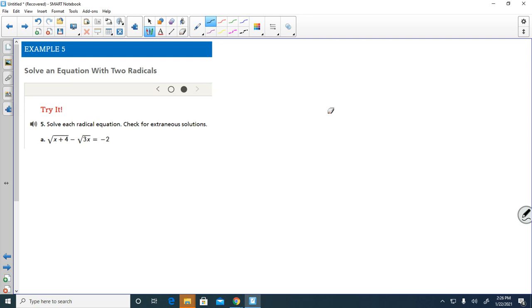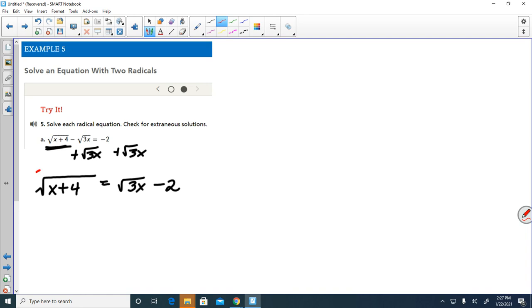All right, so I'm going to pick one to isolate. I'm going to pick the larger one. So I'm going to isolate the square root of x plus 4 by adding the square root of 3x to both sides. So that means I have the equation the square root of x plus 4 equals the square root of 3x minus 2. So then I've isolated this radical. Now I can square both sides.